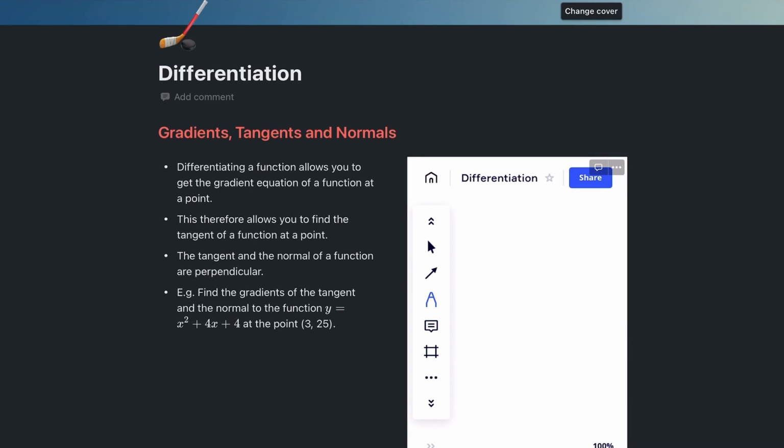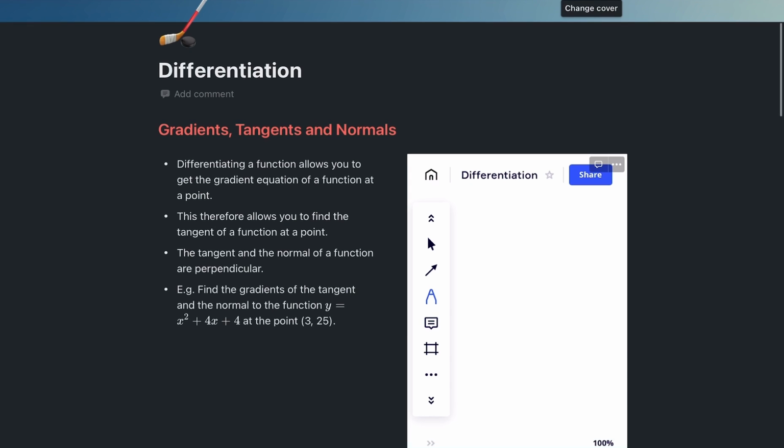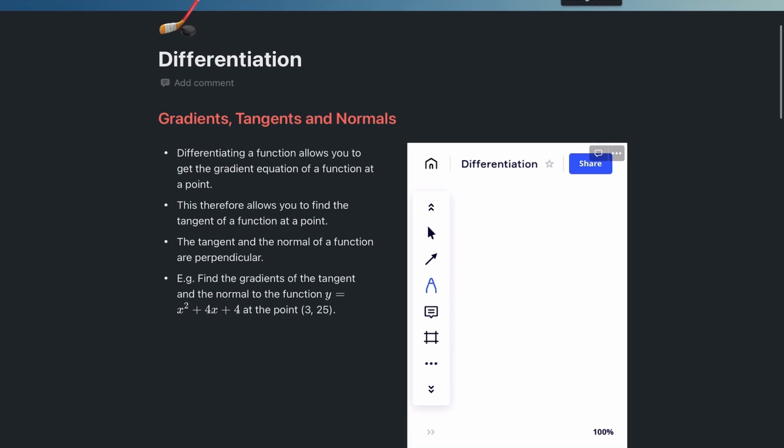Hey guys, so today we're going to be going through differentiation, the second part for add maths. Last video we were talking about how you can use differentiation to find the gradient of a tangent of a function at a point, right? And obviously we've seen in extended maths that to find the gradient of a function at a point, you draw a tangent to it, right?